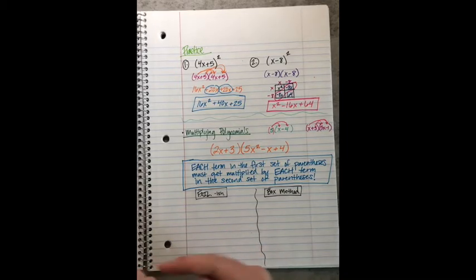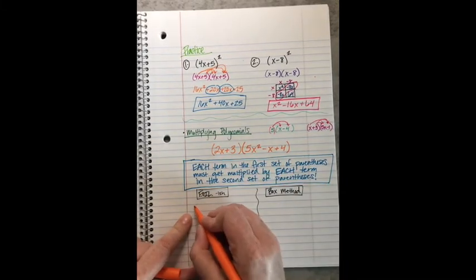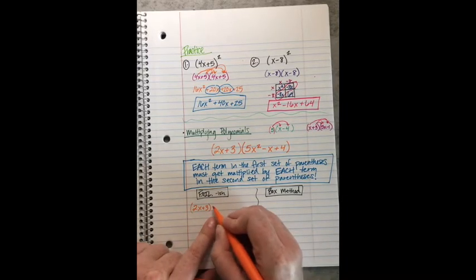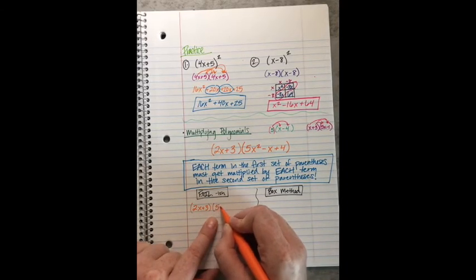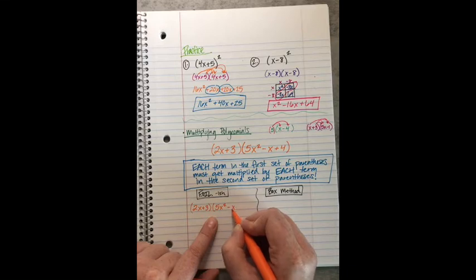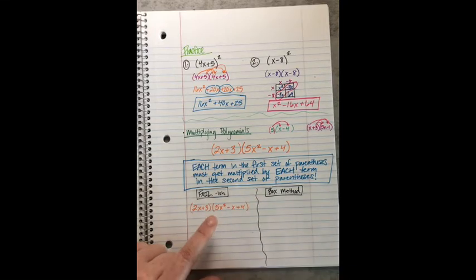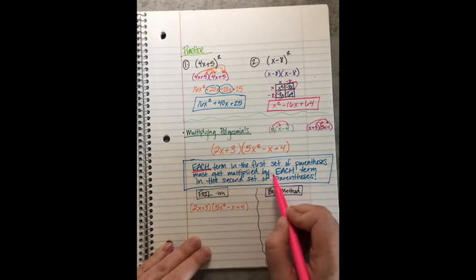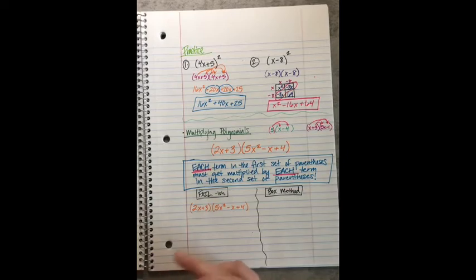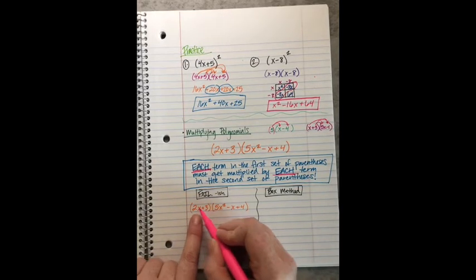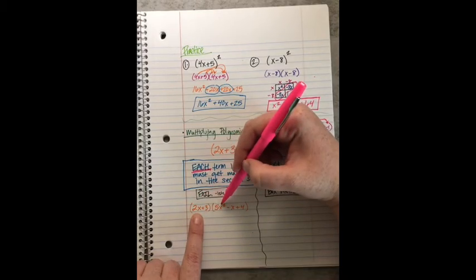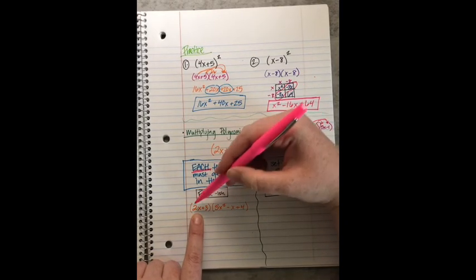So let me copy down this again. I have 2x plus 3 in the first set, and that's going to get multiplied by 5x squared minus x plus 4. Okay? So each term in the first set gets multiplied by each term in the second set. So let's start with our 2x. I'm going to have to multiply it by the 5x squared, by the negative x, and by the 4.